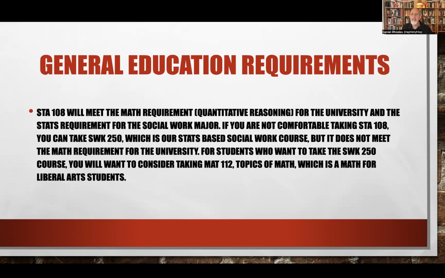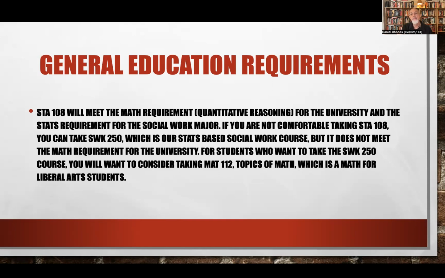If for whatever reason you do not feel comfortable taking stats, and from my understanding, the university has set up a pre-qualifying test for stats. I don't know if they've done it yet, but what that means is that you take a pre-qualifying test. If you don't make above a 70, then you'll have to take a lab with that stats course. So if you are uncomfortable with the thought of taking Stats 108, then you can take Social Work 350. It's actually 350. I have it down here as 250. I need to update this. It's Social Work 350, data analysis.